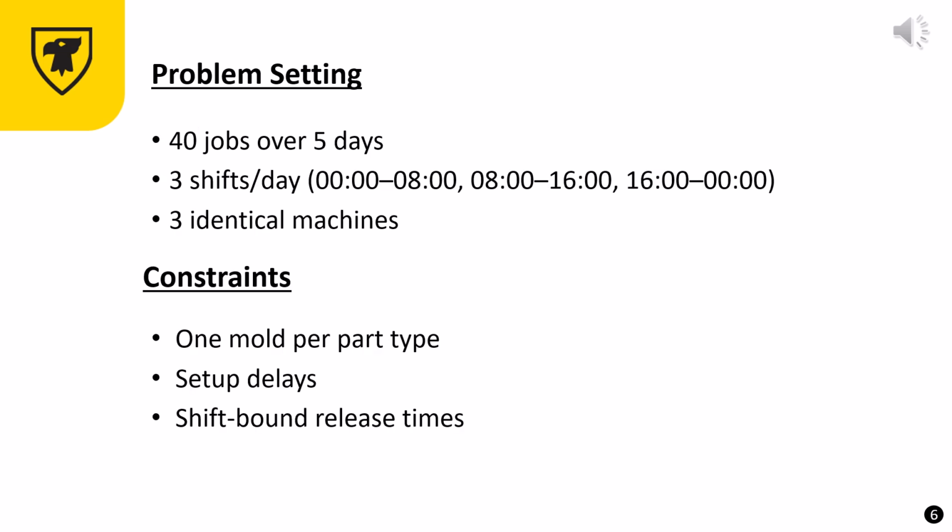In our problem setting, we scheduled 40 jobs over a 5-day period divided into 3 shifts per day, covering 24 hours. So we used 3 identical parallel machines to simulate the actual shop. Some key constraints we considered include only one mold available per part type, setup delays due to mold changeover, and shift-bound release times, which restrict when certain jobs can begin. These constraints closely reflect real-world challenges in injection molding operations.